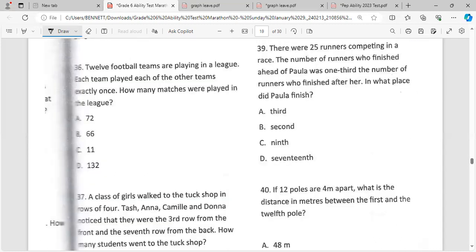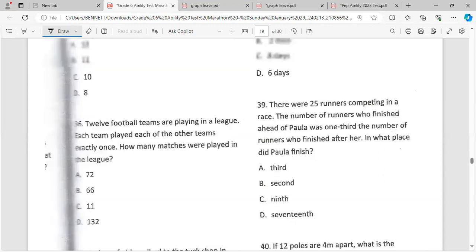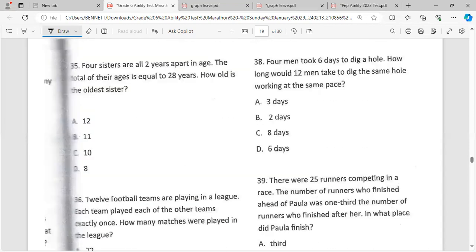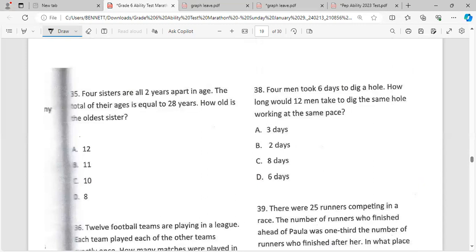Alright, so we are at 36. What's 34? Oh, we are at 35, yeah. Excuse me, Ian, do this one, please. Yeah, please go ahead, Ian.